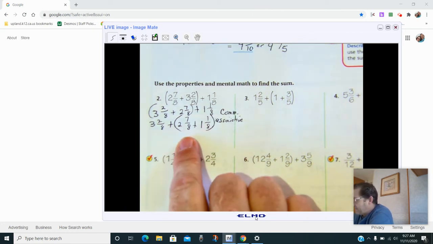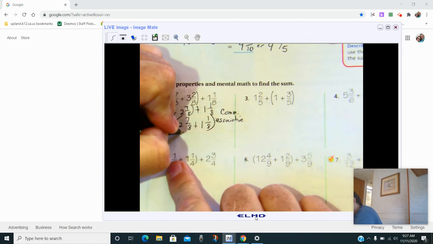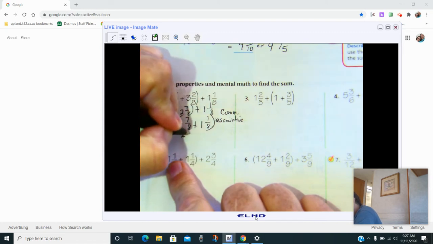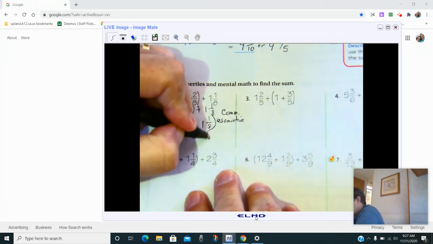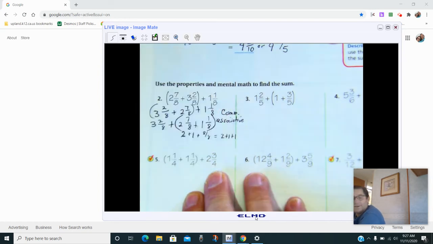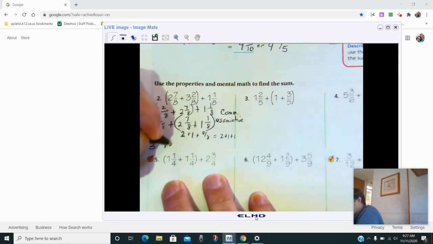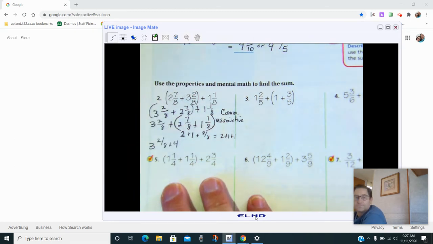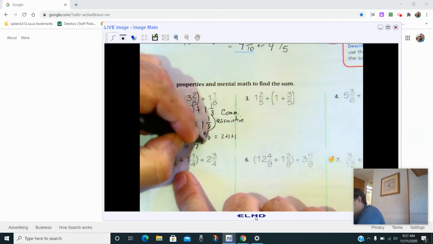And now 7/8 and 1/8 we know is 8/8. 8/8 is 1. So we have 2 plus 1, those are the whole numbers, right? Plus 8/8. Well, that's the same as 2 plus 1 plus 1. So that's 4. So we have 3 2/8 plus 4. We get 7 2/8.